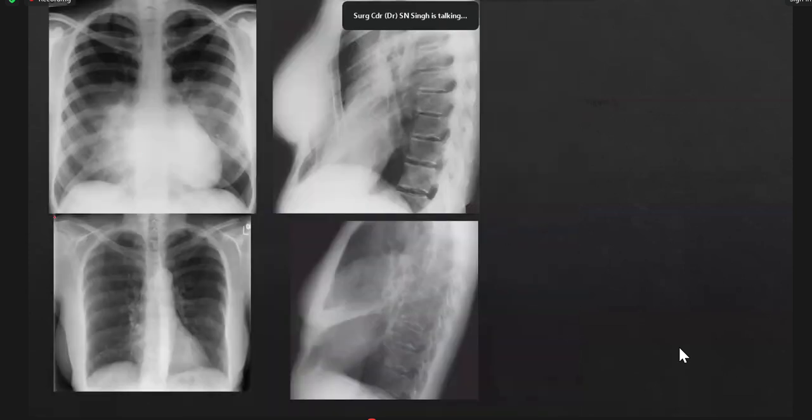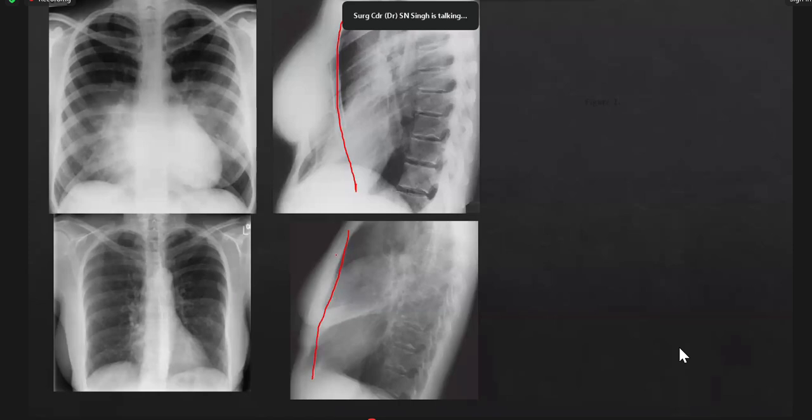Okay. This is the lesion and this is the pectus excavatum. Can you see the sternum going behind? And this is the breast. Okay. Yes, sir. Generally the sternum is here.